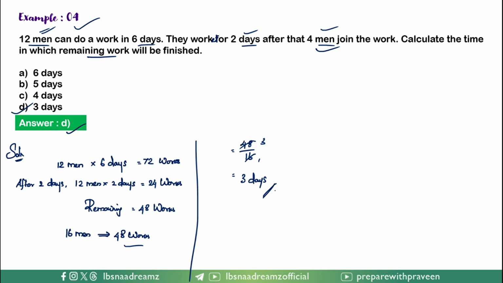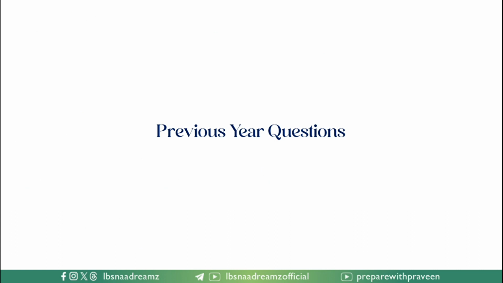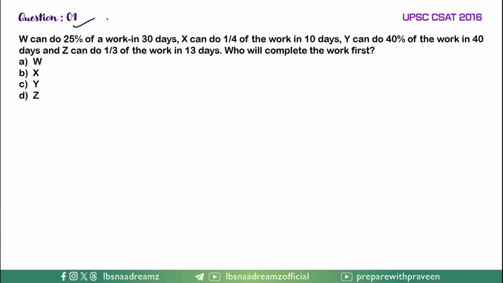Right? Now we will solve the previous year questions related to time and work. Question 1. W can do 25% of a work in 30 days. X can do 1 by 4th of a work in 10 days. Y can do 40% of the work in 40 days. And Z can do 1 by 3rd of the work in 13 days. So we need to find who will complete the work first.